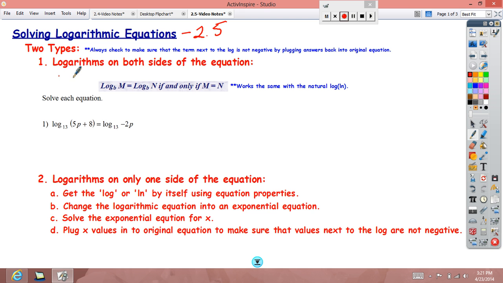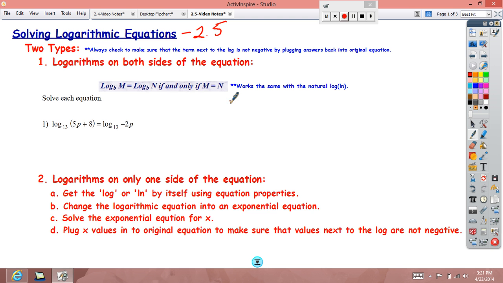The first kind, logs on both sides of the equation, is pretty simple. If I have log base b of m and log base b of n, and again, they have to have the same log base b, then m equals n. And that's a biconditional, if and only if, which means it can go either way. If I know m equals n, I can also put a log on both sides, and it still equals.